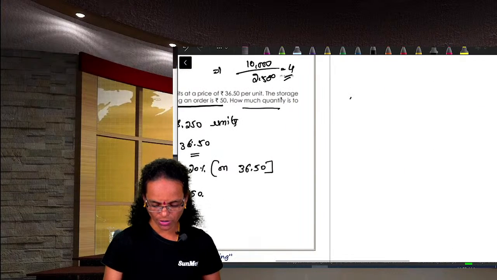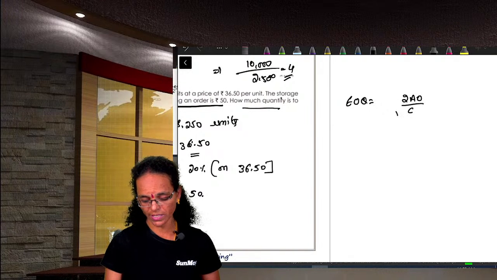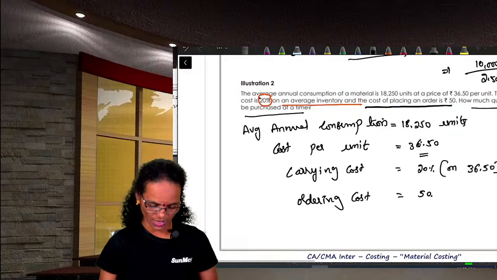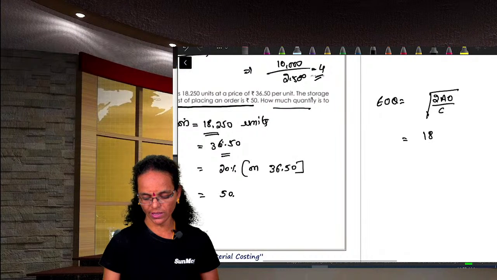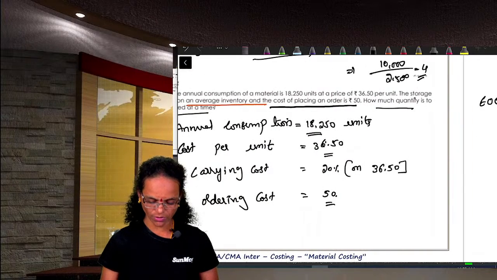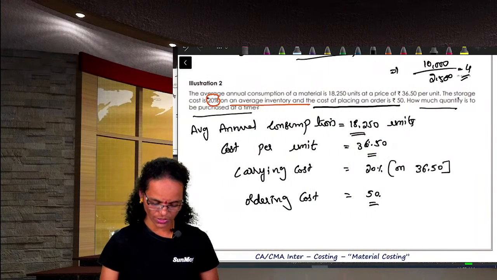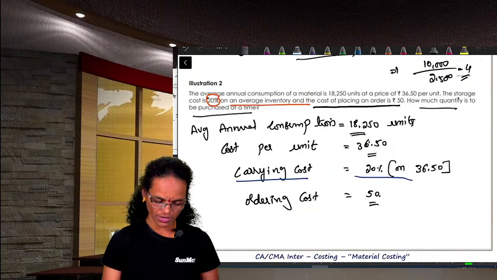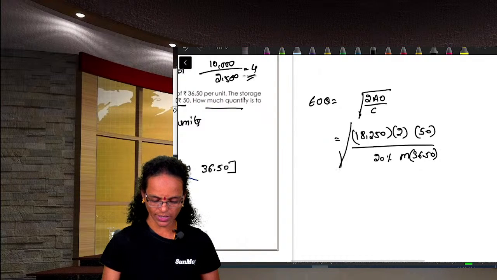Okay. Economic order quantity equals the square root of 2AO by C. A stands for annual consumption. Our annual consumption is 18,250 units, into 2. 2A is done. O is nothing but ordering cost, 50 rupees. By C, carrying cost here is 20% on 36.5. It is under root.